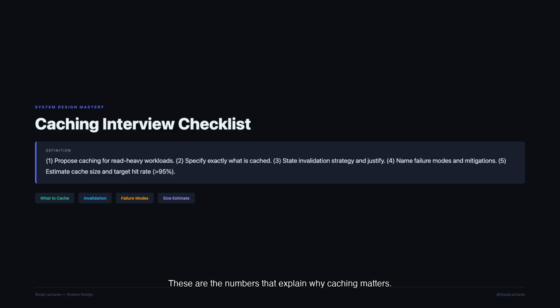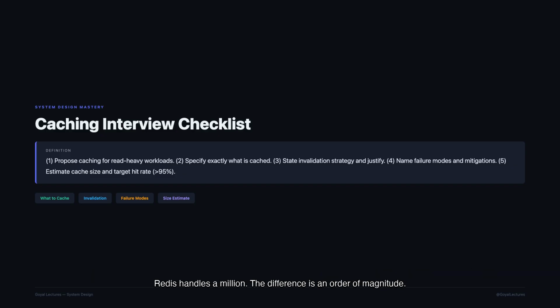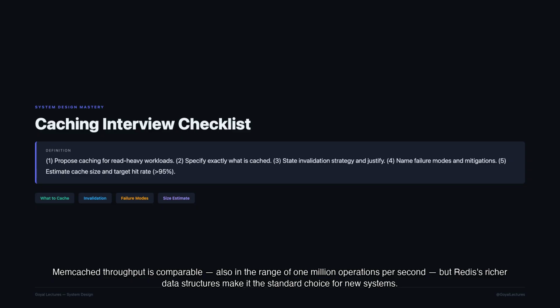Redis throughput. A single Redis instance on commodity hardware handles over 1 million operations per second for simple get-set operations. This is a number worth memorizing. Your database handles a few thousand to tens of thousands of queries per second. Redis handles 1 million. The difference is an order of magnitude. That gap is what makes caching so effective at absorbing load. Memcached throughput is comparable, also in the range of 1 million operations per second. But Redis's richer data structures make it the standard choice for new systems.